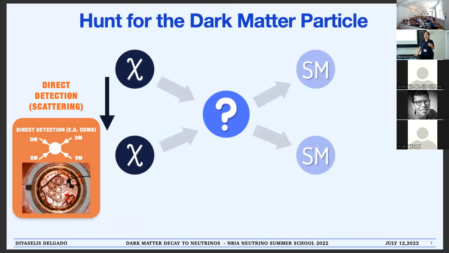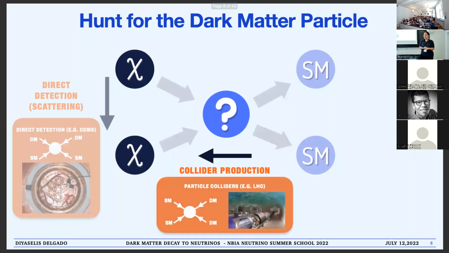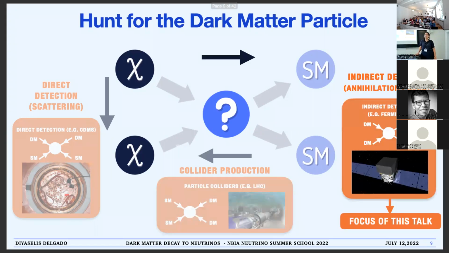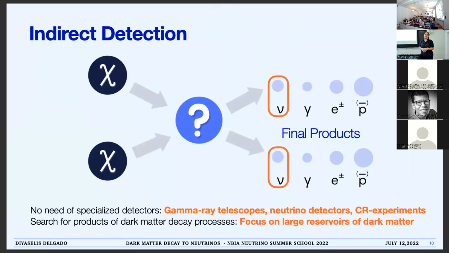One way is direct detection or scattering, where we take a dark matter particle scattering with a standard model particle, and then we see the effect. We can also use collider production, like the LHC, where we take standard model particles with enough energy, make them collide, and then we can produce dark matter particles. The focus of this talk is indirect detection, which would be either annihilation or decay to standard model constituents. And like I said in the beginning, we're going to focus on neutrino final states, so either dark matter decaying or annihilating to neutrinos only.